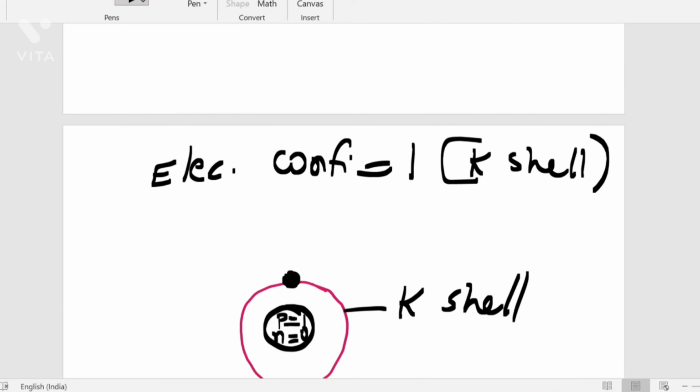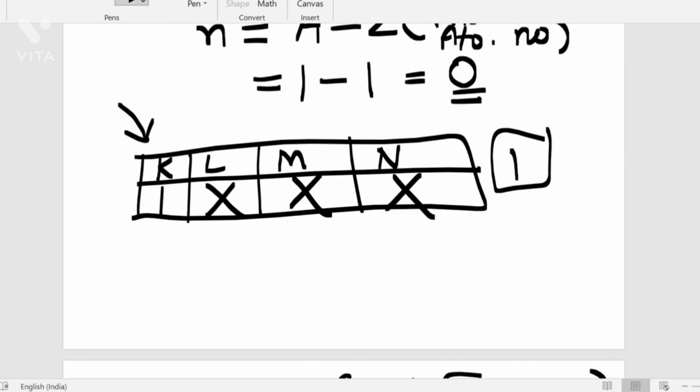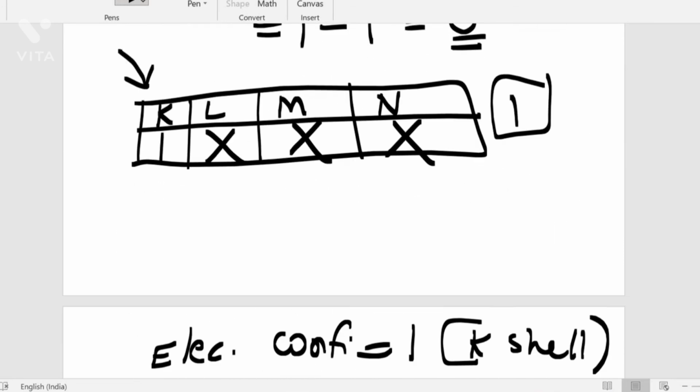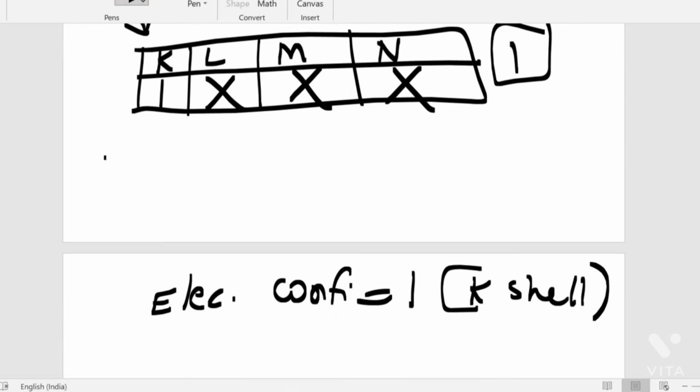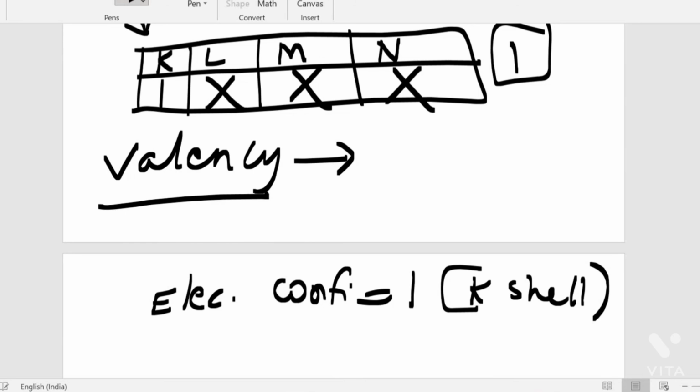Here hydrogen, one thing I forgot to tell you. Hydrogen, what is the valency? Valency I didn't tell you. What is valency? If any atom has only 1 electron, here you can see only 1 electron, it cannot withstand with this 1 electron. It has to donate or gain electron.